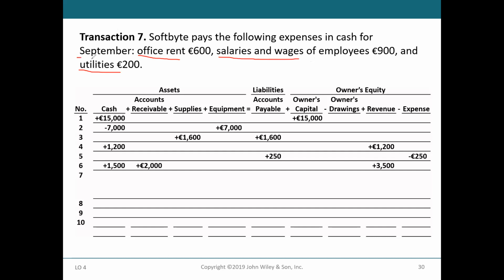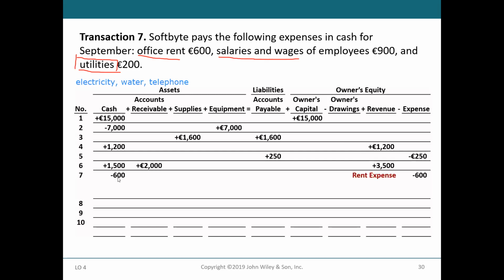And utility expense, this is for electricity, water, and telephone. In a company, we call it utility expense. Utility expense means electricity, water, and telephone. Now, how do we do this? We're going to separate them into 3. So the company pays 600, 900, and 200.